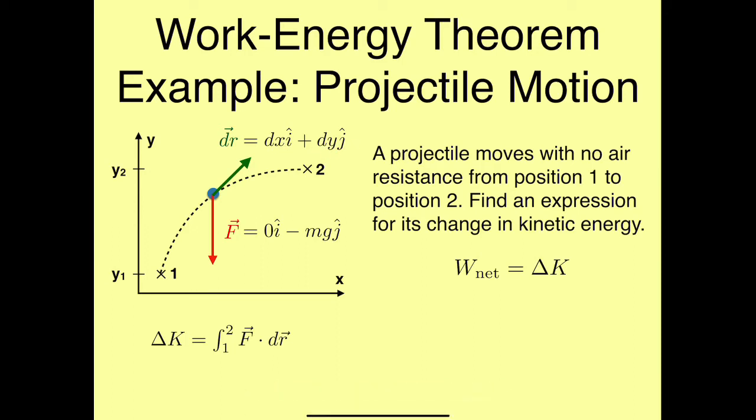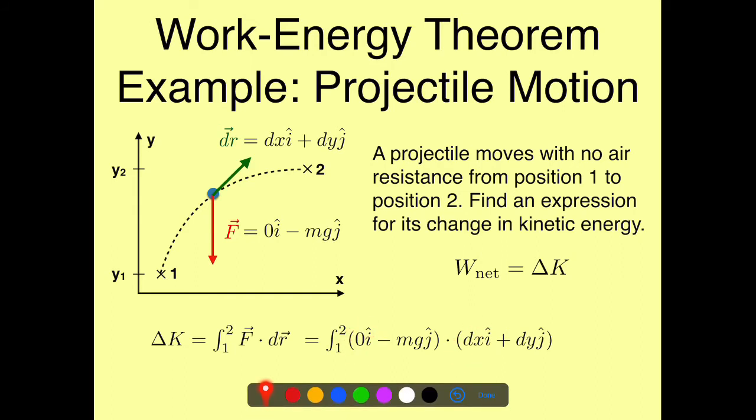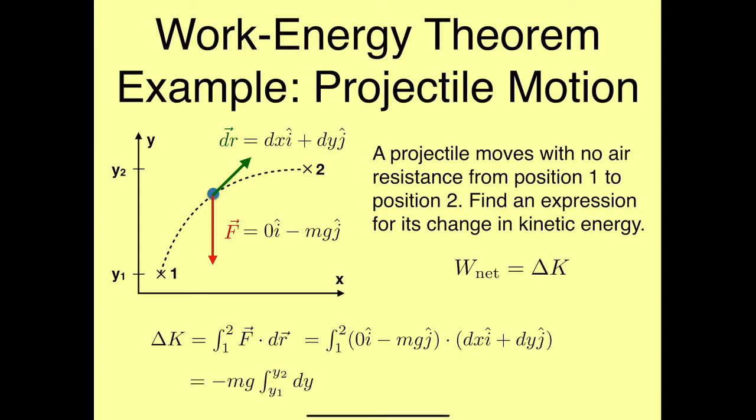So what we're going to do is take the dot product of that F vector and that dr vector inside of our integral. And remember how dot products work when we have things written in component form like this? We multiply the x components together. So 0 times dx, that just gives you 0. And then we multiply the y components together. So we have minus mg and then dy. So what we're left with in the integral is minus mg times dy.